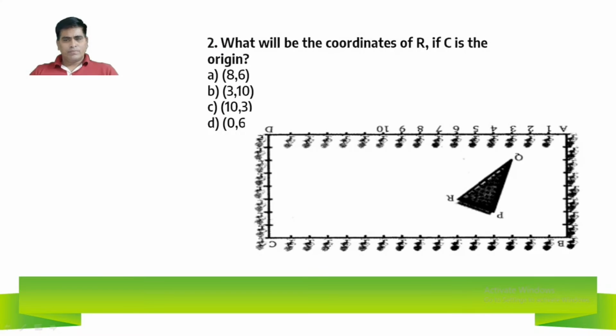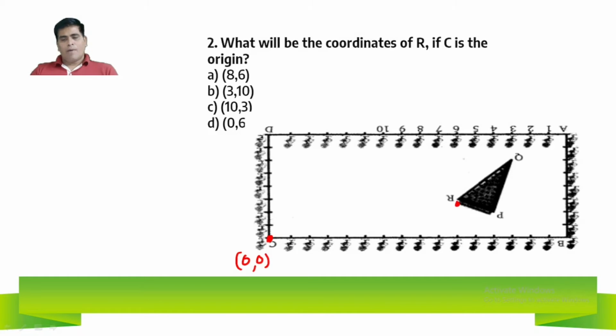Let's move to the second question. What will be the coordinates of R if C is the origin? Here is my C. I have rotated the figure. Now, with reference to this origin, I have to find the coordinates of R.